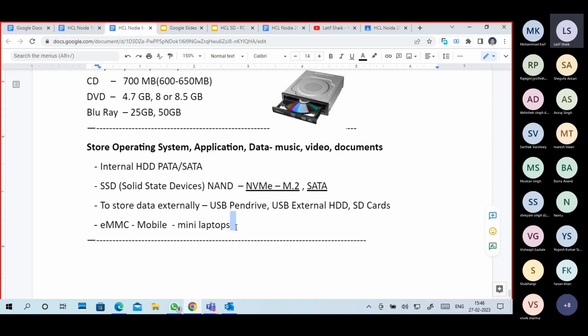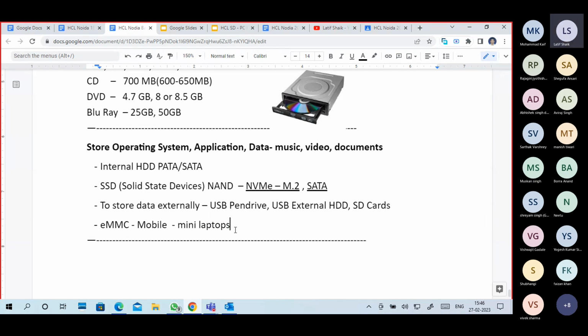Okay, if you want to store data externally, nowadays pen drives are available, external hard disks are available, SD cards are available. You can store any additional data, other than the operating system or applications. If you want to store any regular data, or transfer data from one place to another, you can use pen drives, external hard disks, SD cards, and memory cards.